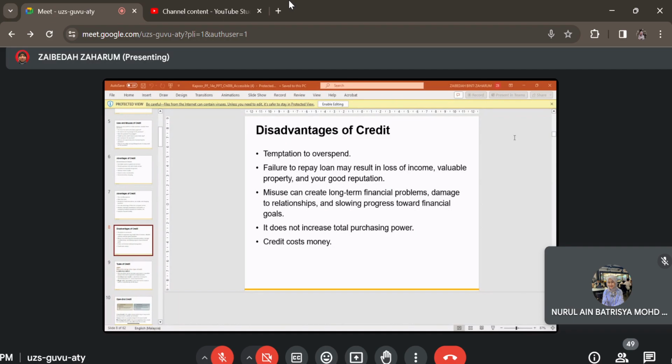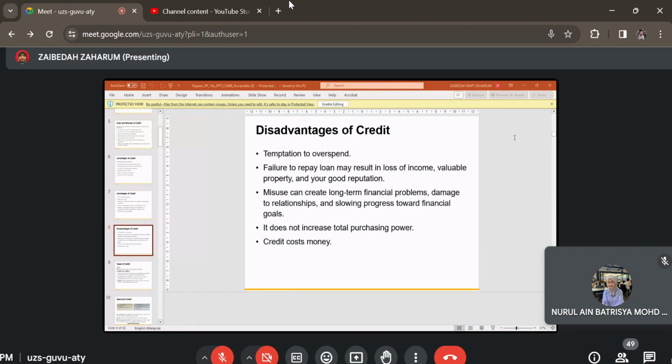And then yang ketiga, keburukan dia adalah misuse can create long-term financial problems, damage to relationship and slowing progress toward financial goals. So sini all those tadi itu misusing credit, di mana misusing credit mungkin you punya baki hutang you semakin banyak. Okay. And then you lewat buat pembayaran. Ataupun mungkin default on loan. You gagal untuk bayar you punya loan. Okay. Di sini akan menjadi impact lah kepada you punya financial well-being.